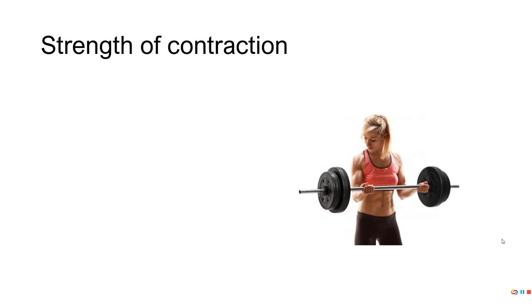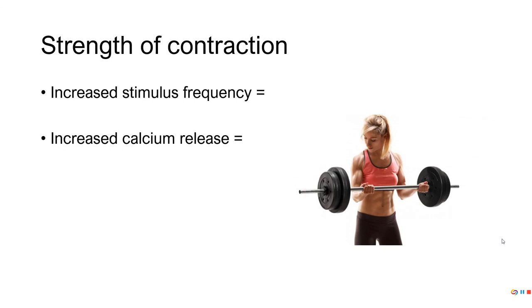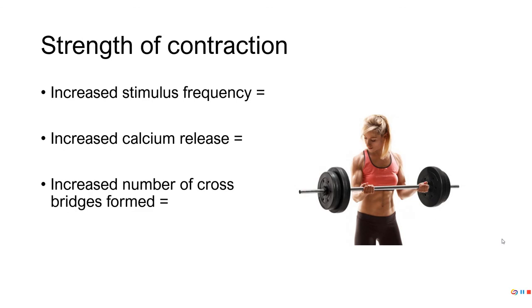Then we can also look at it as stimulus frequency. Increased stimulus frequency causes an increase in calcium release. If we have more calcium, we have more cross bridges. If we have more cross bridges, we have more force. If we have more force, we have a stronger contraction.